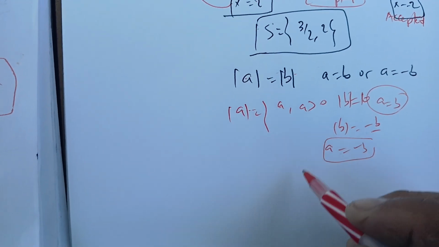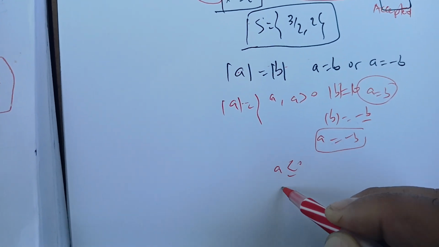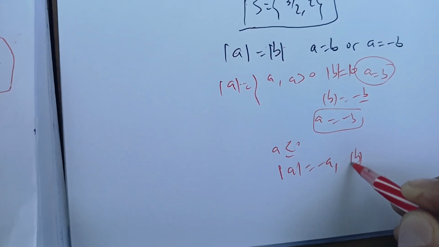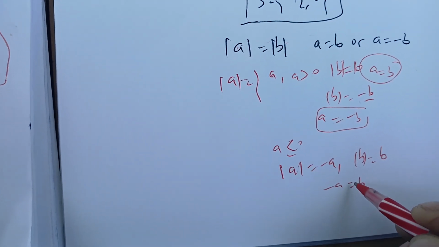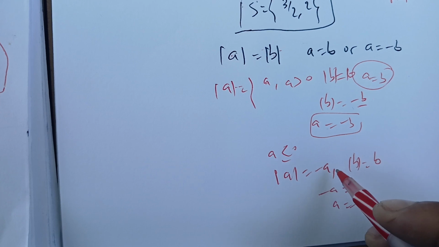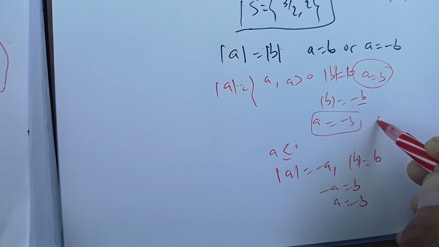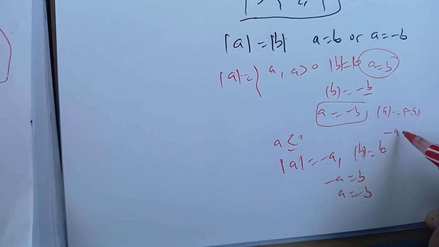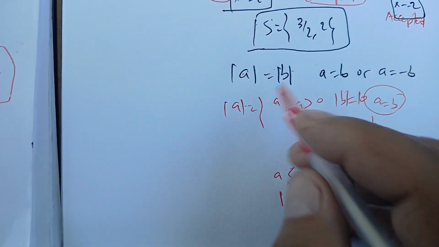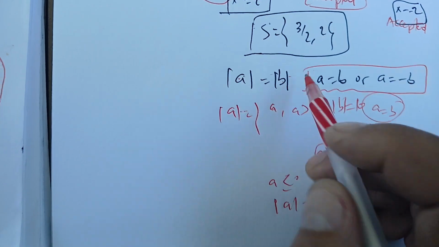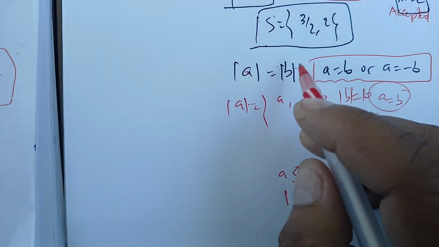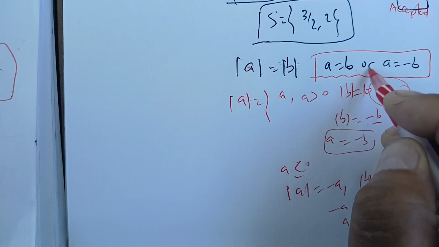Okay? The next thing is that if A is negative, the absolute value of A is minus A. Now, if B is positive, we have the absolute value of B is B. Therefore, we have minus A is B. And that means A is minus B. If A is negative and B is negative, we have minus A equals minus B, and therefore A is B. So solving the absolute value of A equal to the absolute value of B is the same as solving A is B or A is minus B.